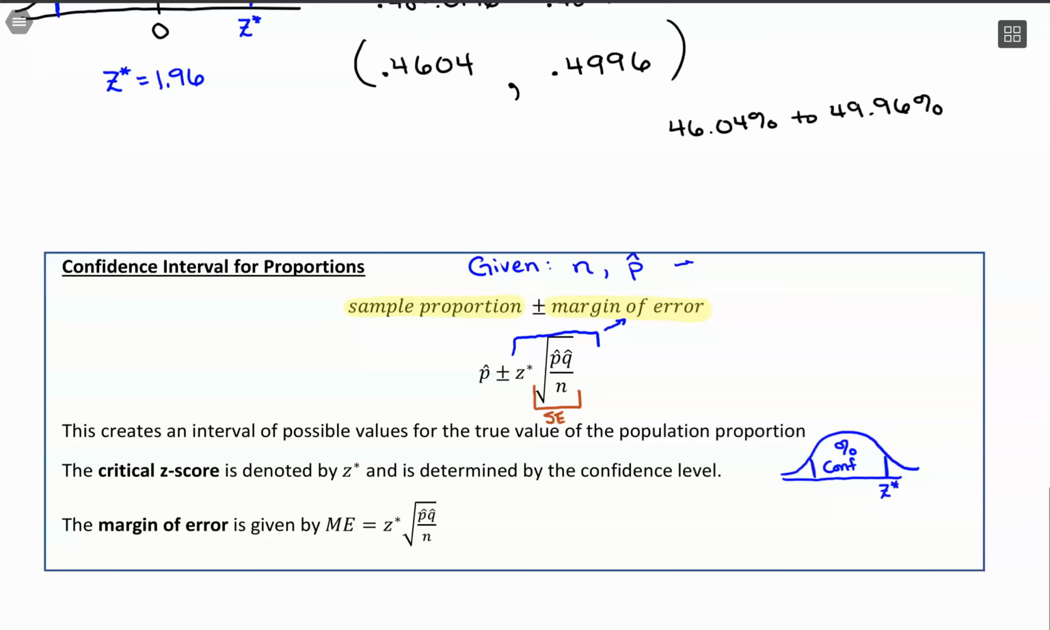Then it's just a matter of checking the conditions, making sure we pass the central limit theorem, plugging values into the correct spot, and then making a sentence answer. So that's a little background on confidence intervals, and then we'll continue on the next video.